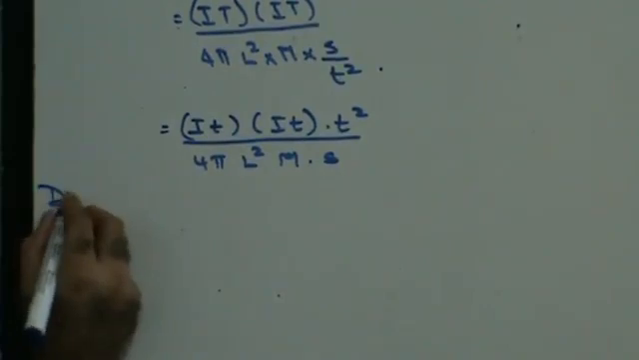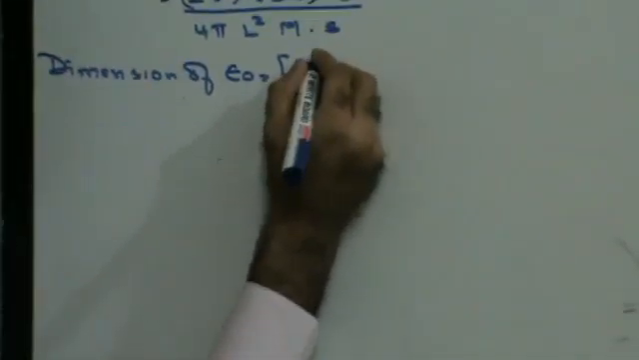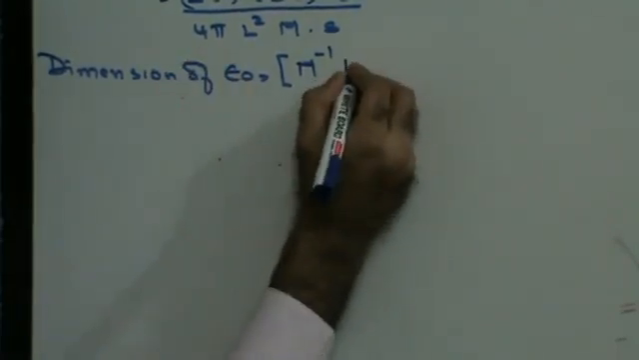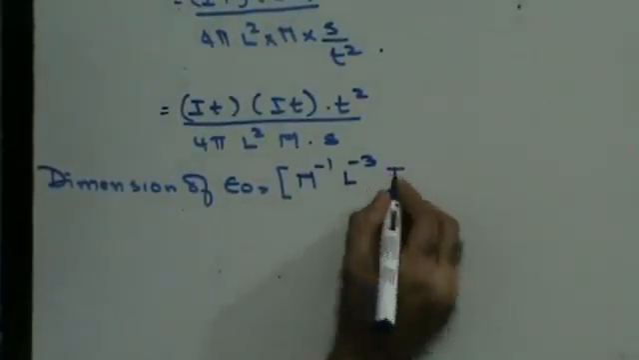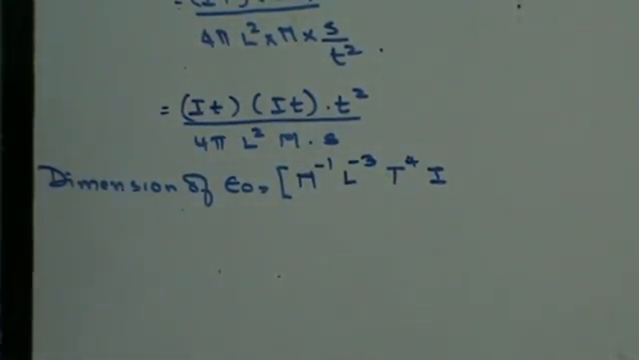Now in that case, my dimensions of epsilon 0: mass is in the denominator, so m minus 1. Length and displacement are both in the denominator, and displacement is also length, so L minus 3. Time: 2, 3, 4, so T4. Besides that, you have current. Current is a fundamental quantity, so current square. So dimensions of epsilon 0 is m minus 1, L minus 3, T4, current square. Right? Next. Take on the next one, please.